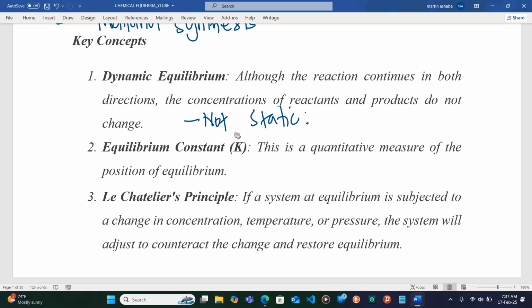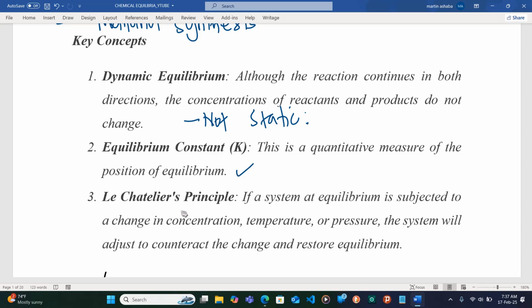Then the second concept that we need to understand is the equilibrium constant. This is going to be the quantitative measure of the position of equilibrium. By using this equilibrium constant, we are able to know whether we have more of the reactants or we have more of the products. That's what the equilibrium constant can help us to tell.